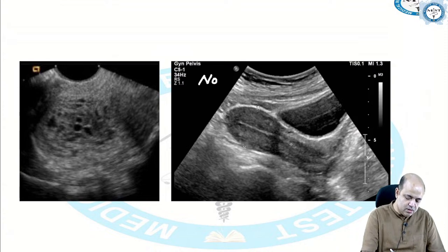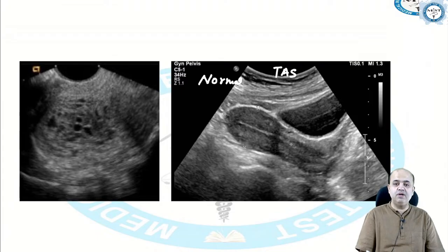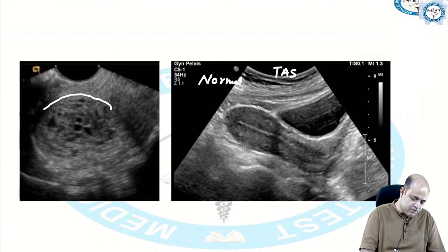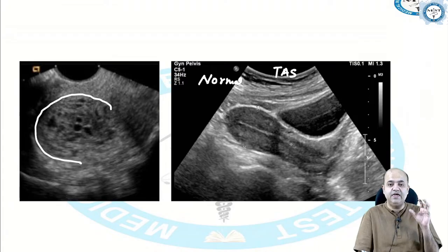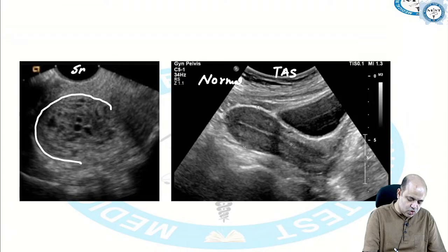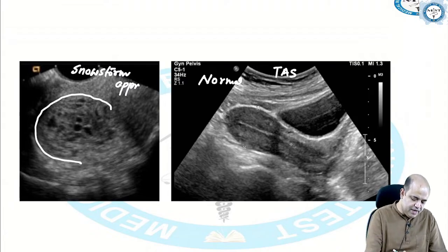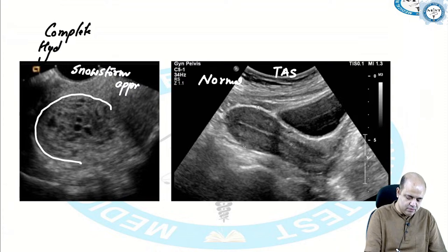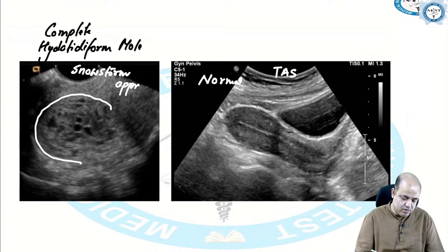This is a normal transabdominal sonography. And here what do we see? The endometrial cavity is distended by multiple small cysts. This is called the snowstorm appearance. This is a feature of complete hydatidiform mole.